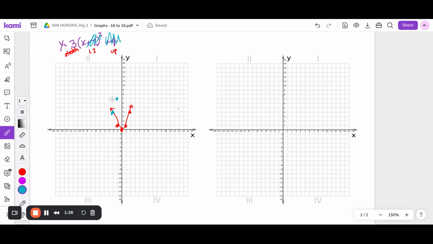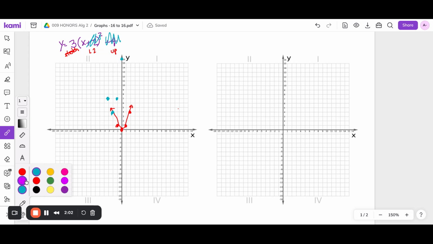Okay, I'm going to use the axis of symmetry to draw the corresponding point. From the vertex, I'm going to say x is 1, 2. 2 squared is 4, but multiplied with 3, I have to go up 12. 1, 2, 3, 4, 5, 6, 7, 8, 9, 10, 11, 12. Right here.